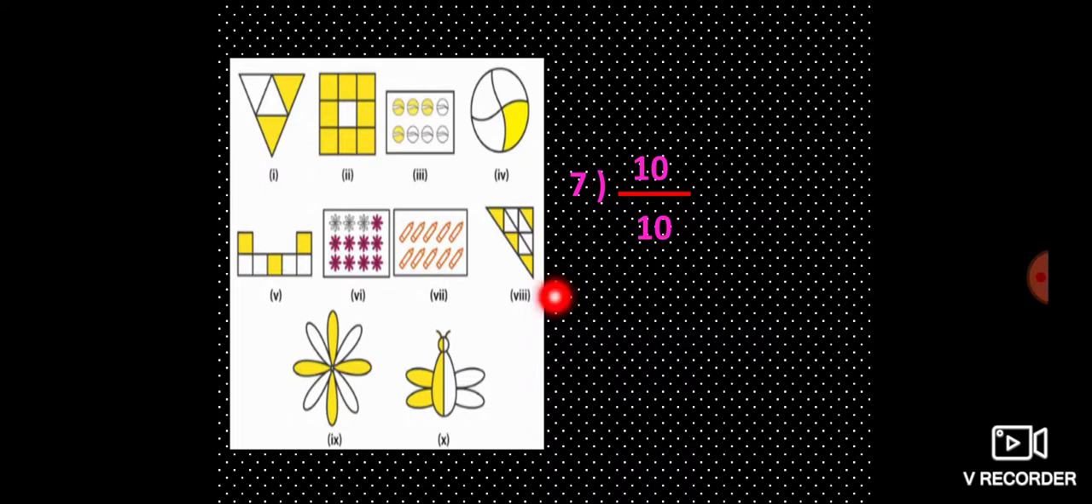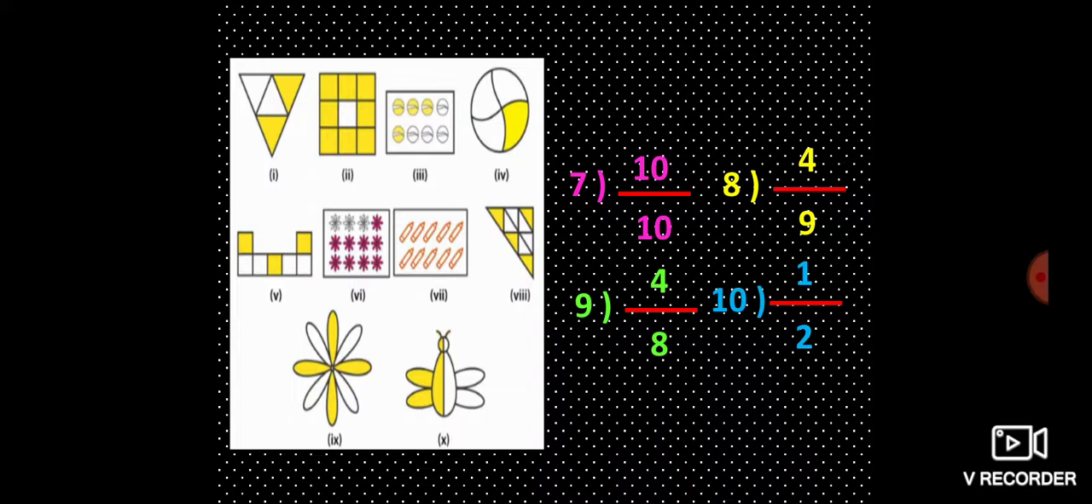Okay, next 8th question. In this figure, 4 parts are shaded. That is the fraction 4 by 9. Total 9 parts. Out of this 9, 4 is only shaded. Okay, next ninth question. 4 parts are shaded, total 8 parts are there. So the answer is 4 by 8. And the 10th question, only one part is shaded, one part is unshaded. So the answer is 1 by 2.